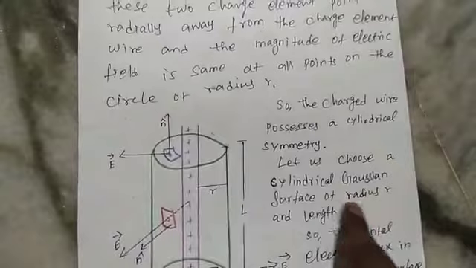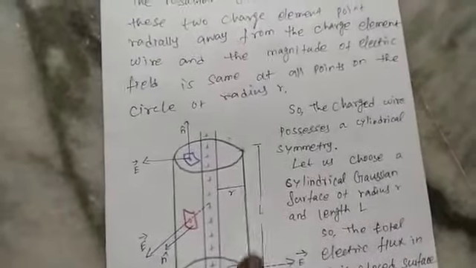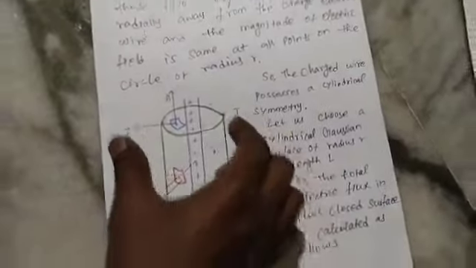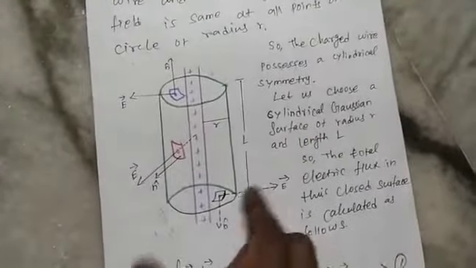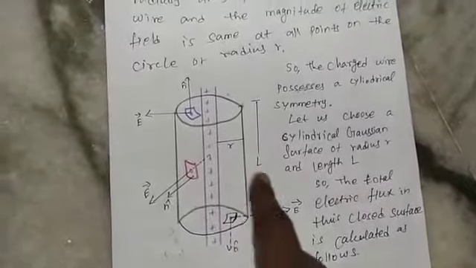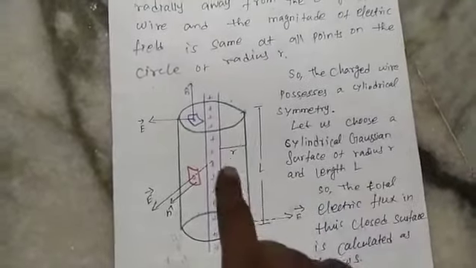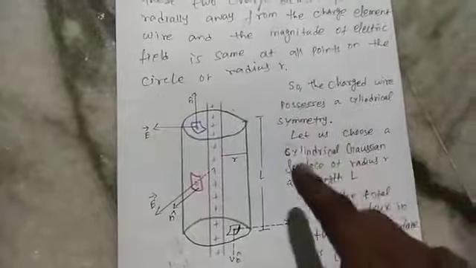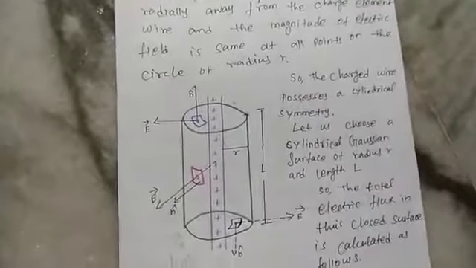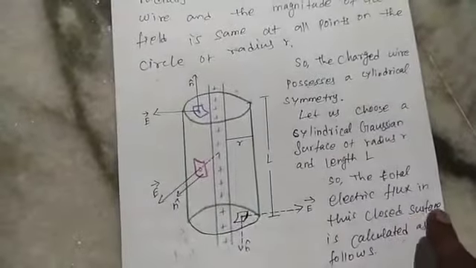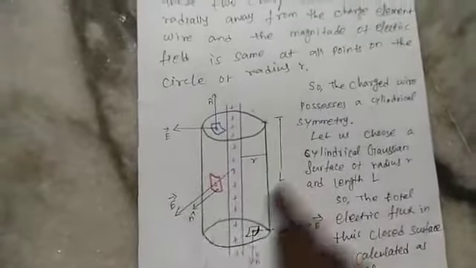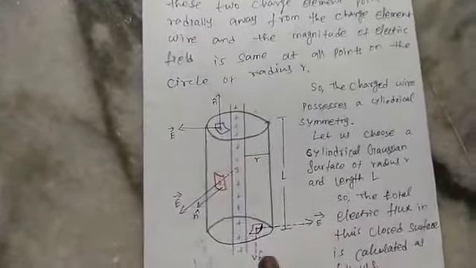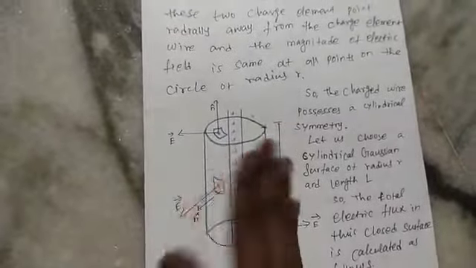So the charged wire possesses a cylindrical symmetry. Let us choose a cylindrical Gaussian surface with radius r from the wire and length L. The length of the cylinder will be L. So the total electric flux in this closed surface is on the top, on the bottom, and on the curved surface of the cylinder.